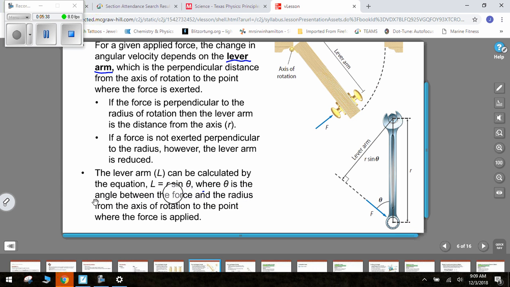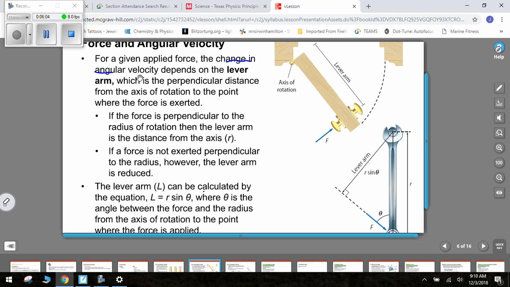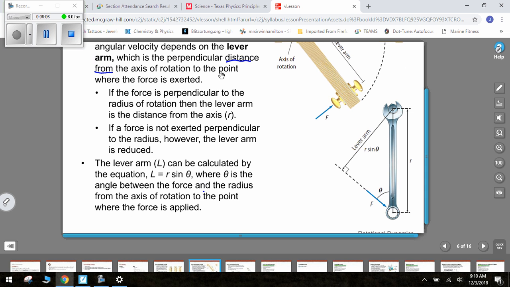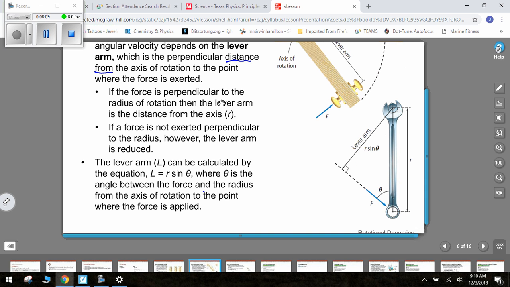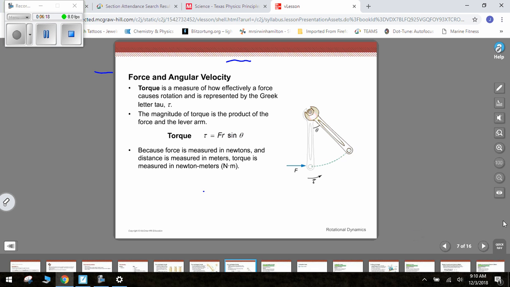Okay? Now, this equation right here, if the force is perpendicular, meaning that theta is 90 degrees, becomes just L equals r. Sine of 90 degrees is 1, so r times sine of 90 degrees is just r. Okay? So when it says that the lever arm is the perpendicular distance from the axis of rotation where the force is exerted, like this. Now, if the force is perpendicular to the radius of rotation, the lever arm is the distance from the axis. That's when theta is 90 degrees. Okay.